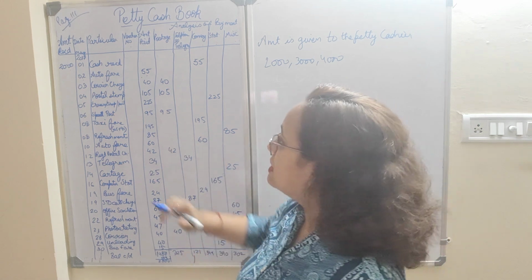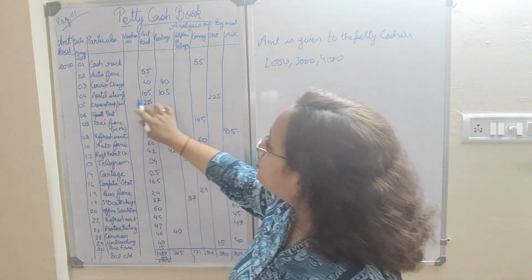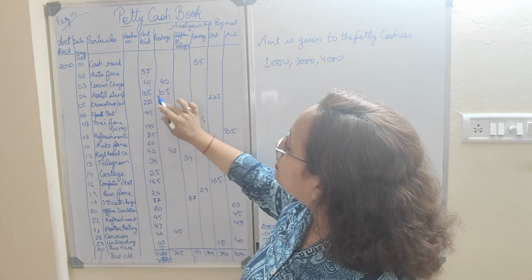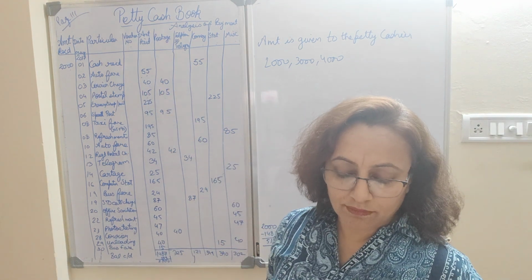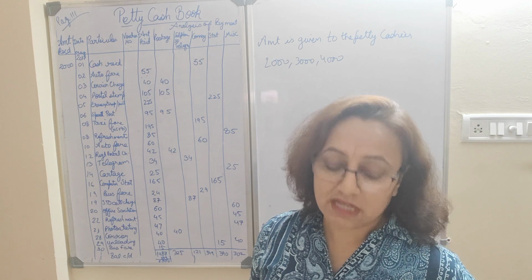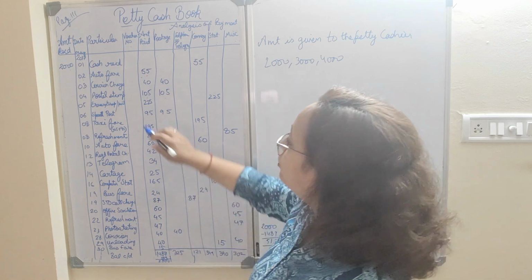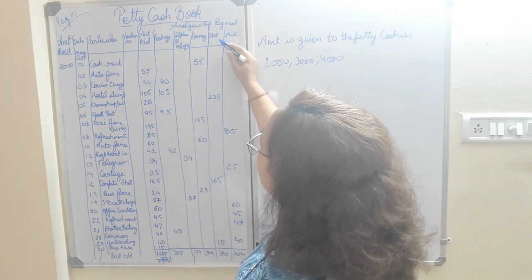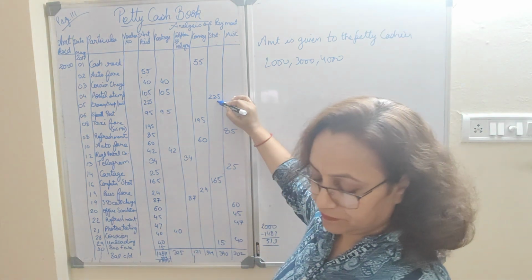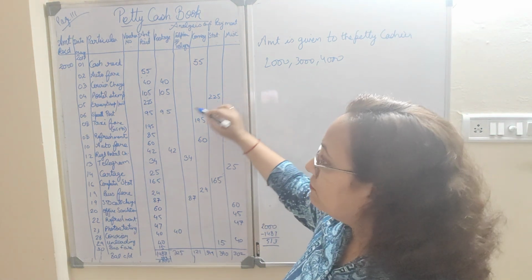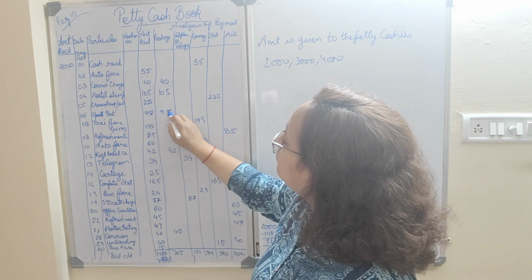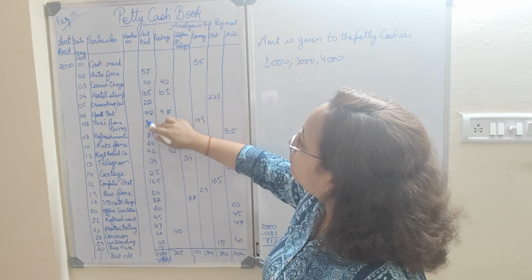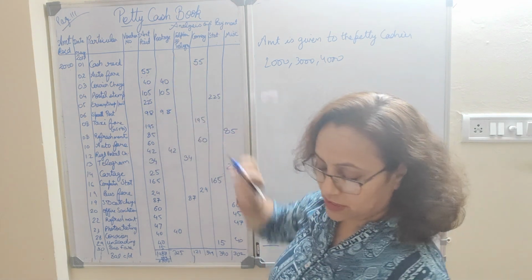Next comes postal stamp of 105. Now postal stamp 105 written over here also and under the postage head. Then eraser, sharpener, pencil, pad, we know these all are stationery. So stationery items are total of 225. They will be written under the stationery head. Then speed post charges of 98, they will be written in amount paid and it will again come in postage.